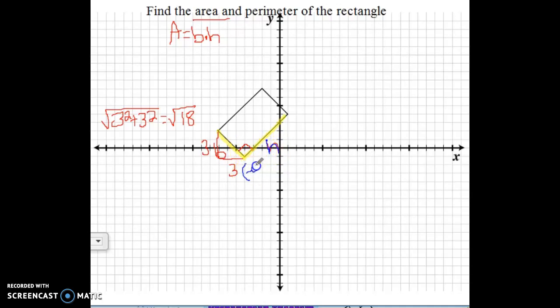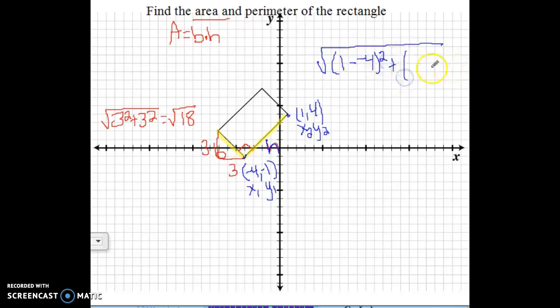So this is located at -4, -1. And I'm going to go ahead and let that be my x1 and y1. This point right here is located at 1, 4. So I'm going to let that be my x2 and y2. And then I'm going to plug it into my distance formula. My distance formula says x2 minus x1 squared plus y2 minus y1 squared.